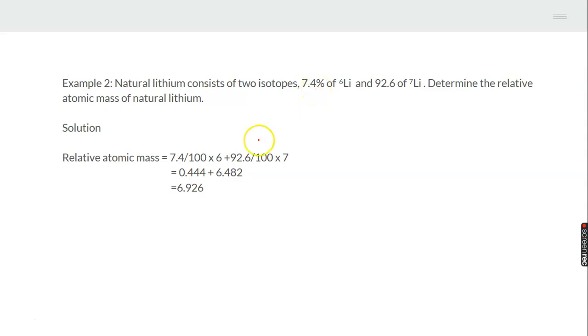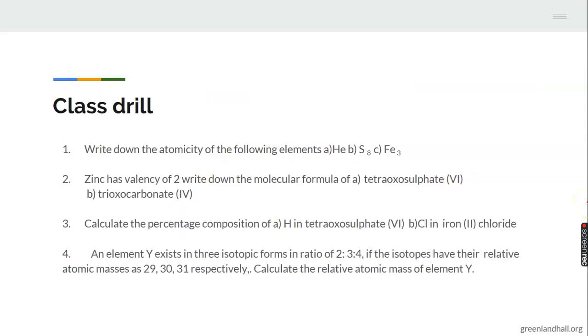So it will be 7.4 divided by 100 times the mass number you have been given, which is 6, plus 92.6 divided by 100 times what? You have been given this one to be 7. So times 7. So your answer will become 6.926.